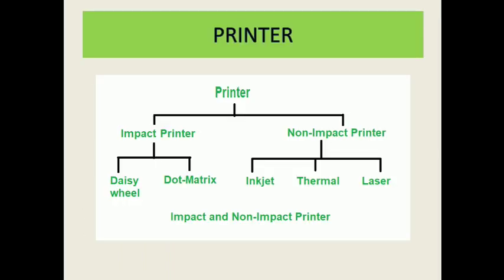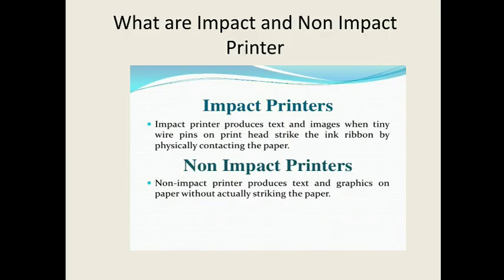Next output device is printer. Children, you must have seen a printer in your home or in school. Printer is divided into two parts: impact printer, non-impact printer. Impact printer: daisy wheel, dot matrix. Non-impact printers are of three types: inkjet printer, thermal printer, laser printer. Now we will see what are impact printer and non-impact printer.